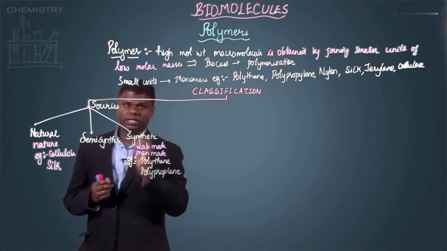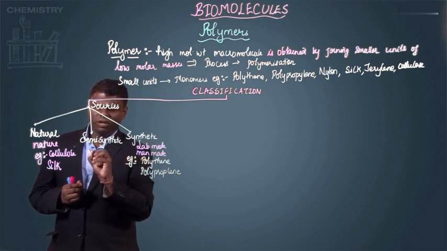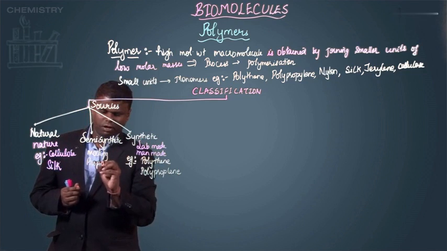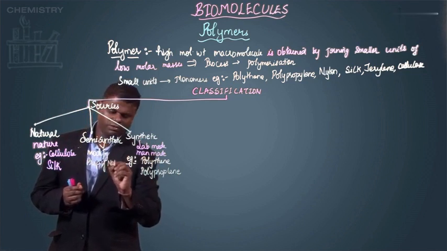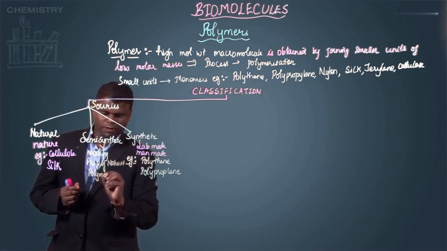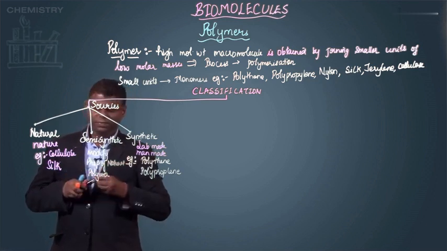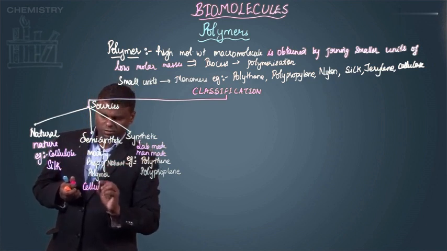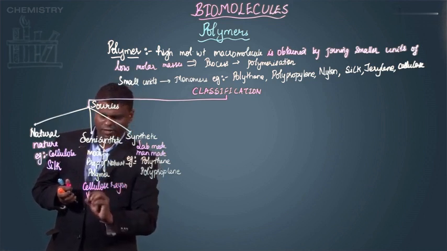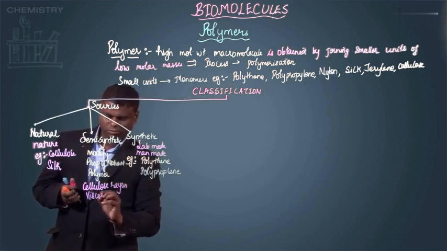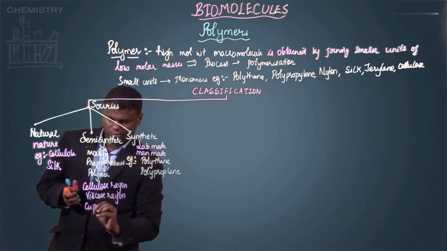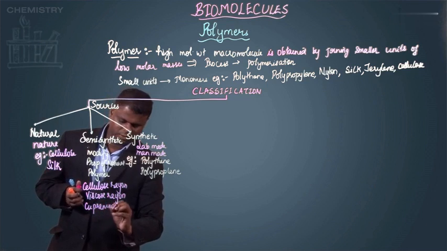In the case of semi-synthetic polymers, what they do is modify the properties of a natural polymer. Common examples of this are cellulose rayon, then viscose rayon, then cuprammonium silk.